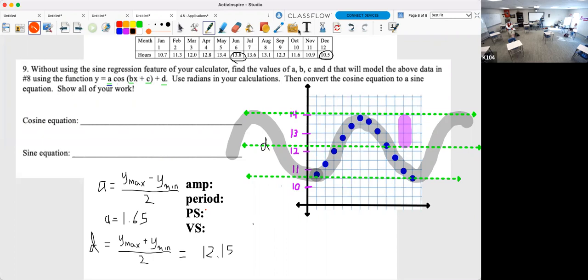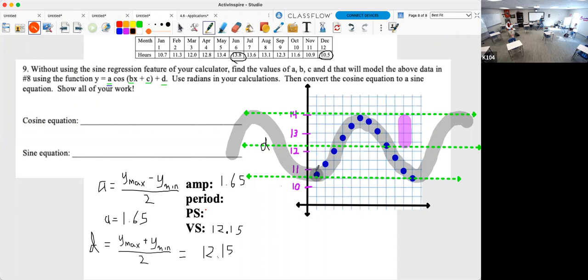Now, how do you find the period? We know our amplitude, that was 1.65. We know our vertical shift is 12.15. Guys, for a graph like this, what should the period be? How long should it take before it starts over again if we're measuring in months right here? You're measuring months, 12, right? Should be 12 months. Period should be exactly 12.